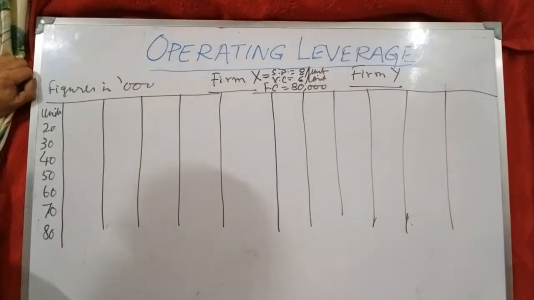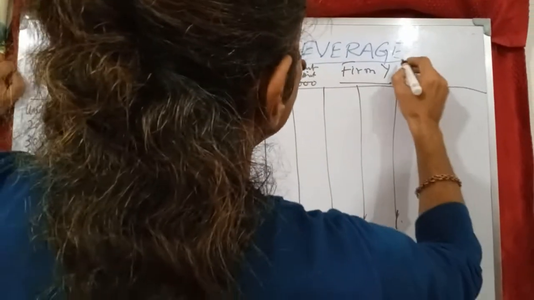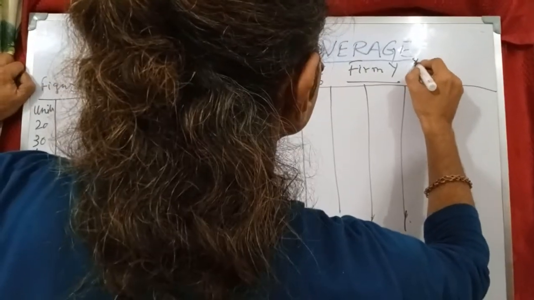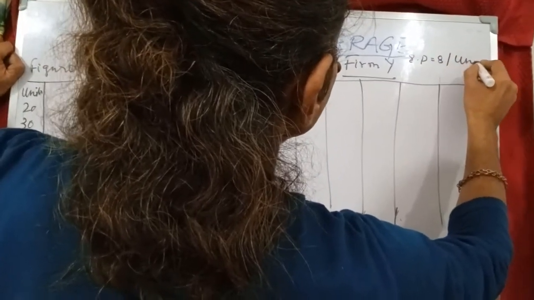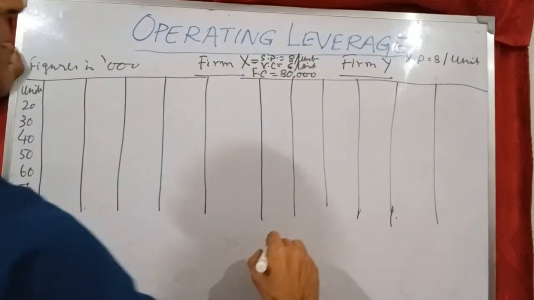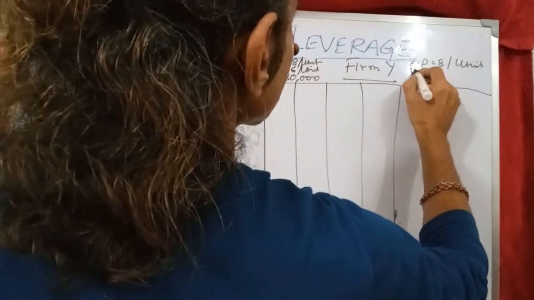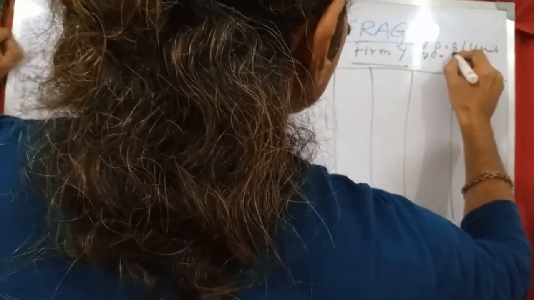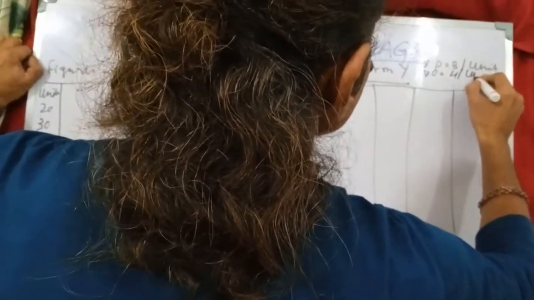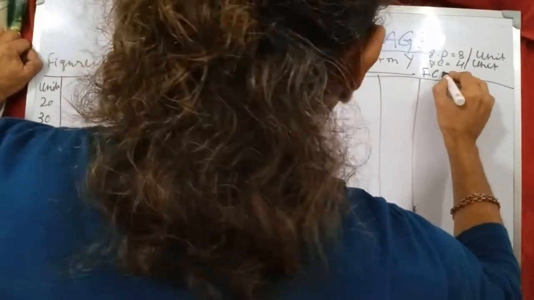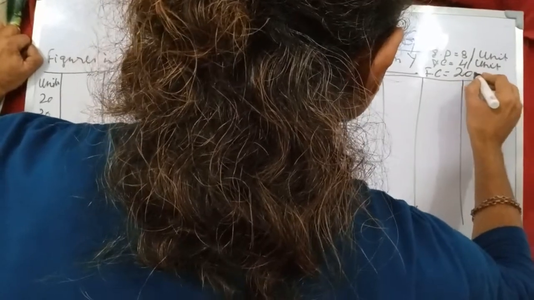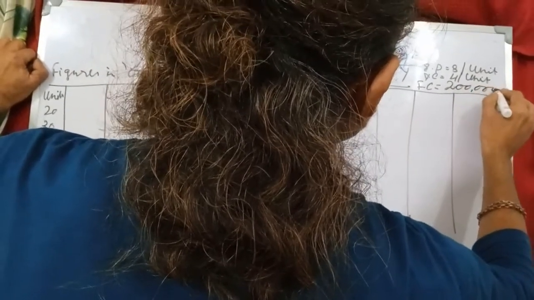For firm Y, sales price remains the same, 8 per unit. Variable cost we say 4 per unit and fixed cost 200,000.